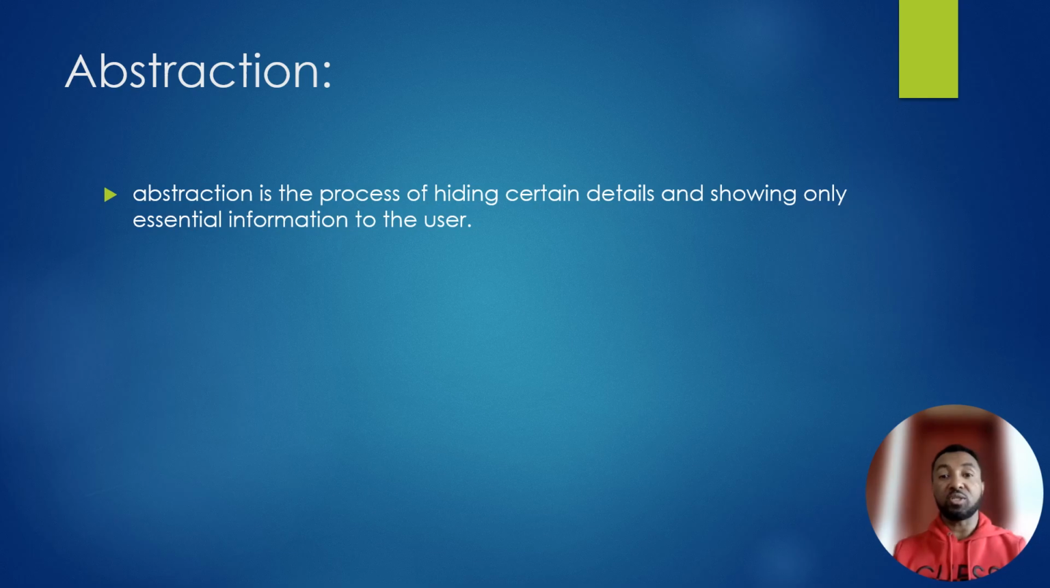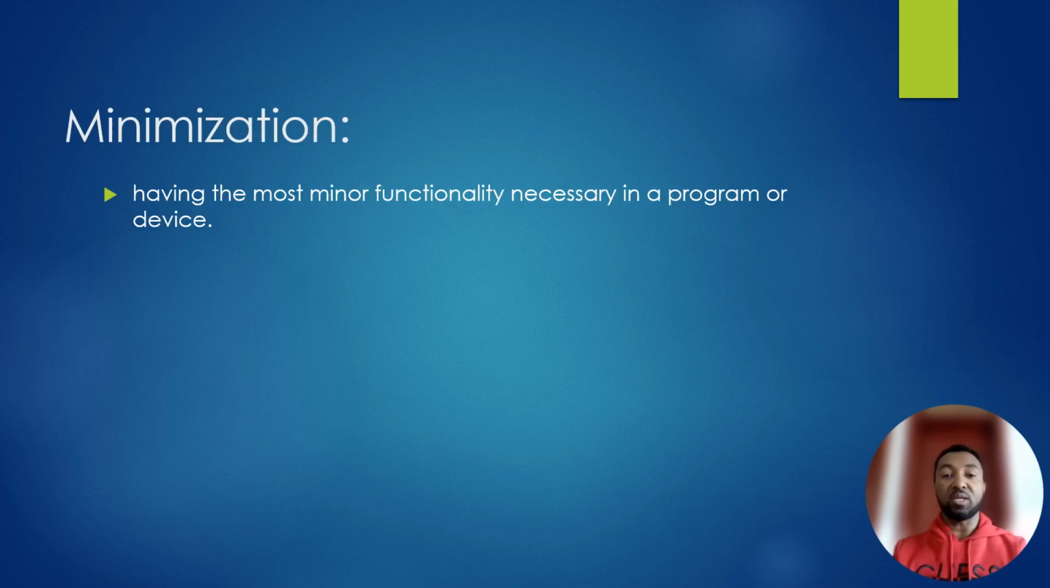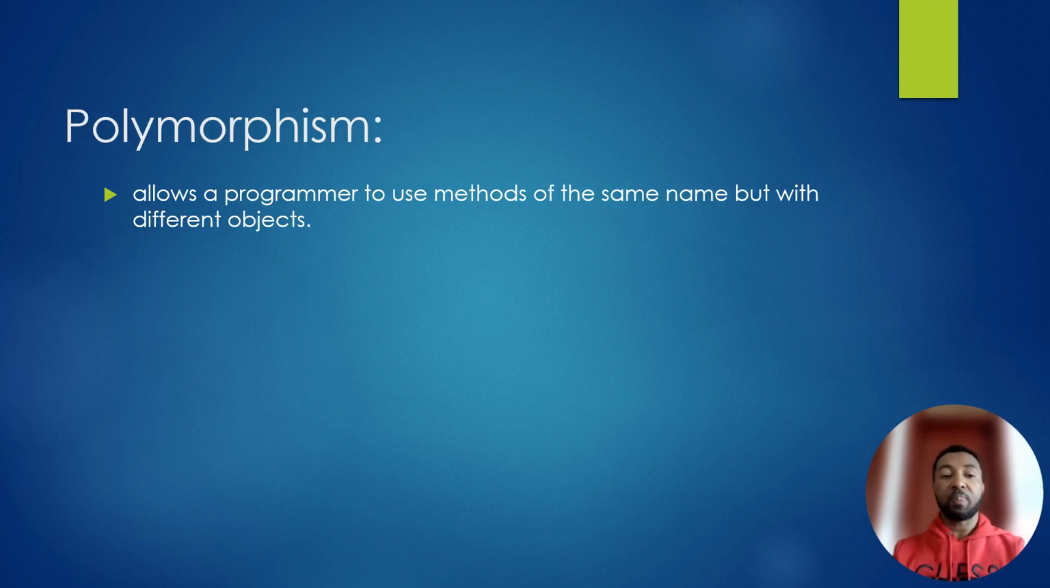Abstraction. Abstraction is the process of hiding certain details and showing only essential information to the user. Minimization. Having the minimal functionality necessary in a program or device. Polymorphism. It allows a programmer to use methods of the same name but with different objects.